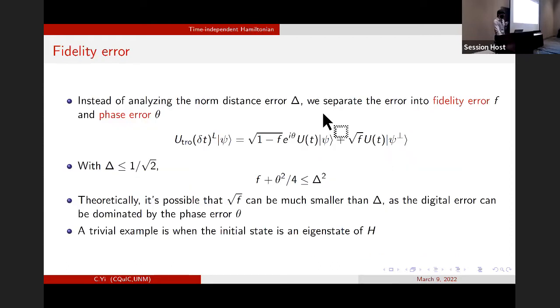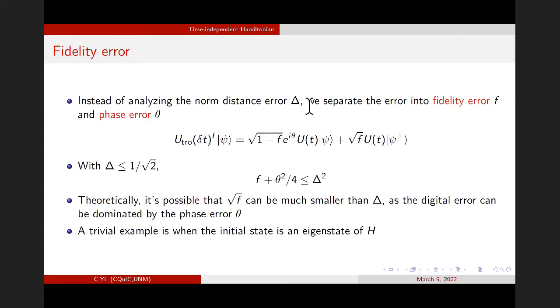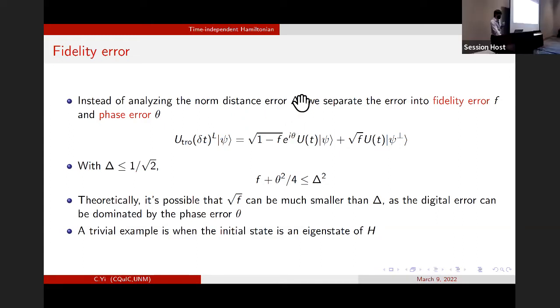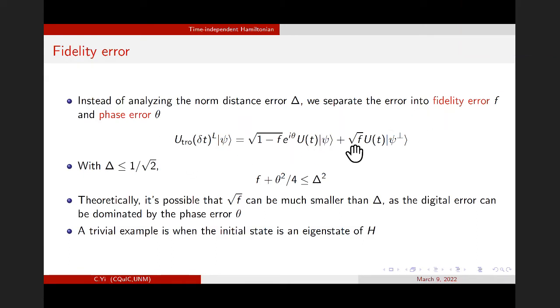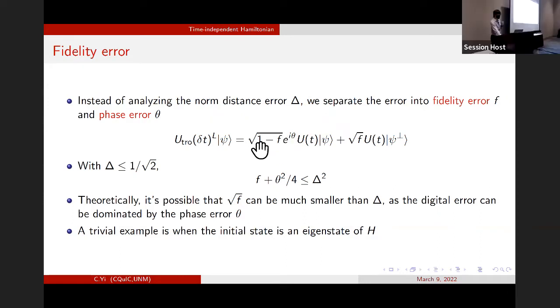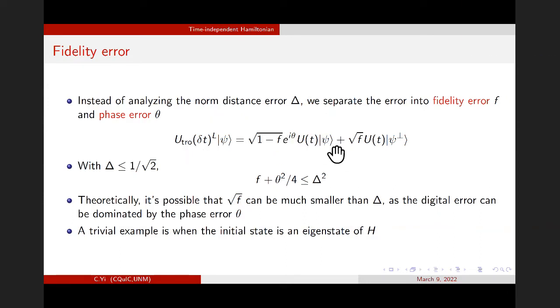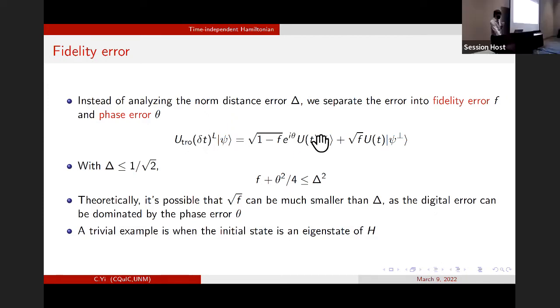Actually, the analysis of the product formula is already very mature, but today we'll try to provide a different perspective and achieve some improvements in special situations. Instead of considering the norm distance between these two unitaries, we can also separate the error into a fidelity error and a phase error, defined as follows, where F is relevant to the fidelity between the digital evolved state and the ideal evolved state, and theta is the relative phase between them.